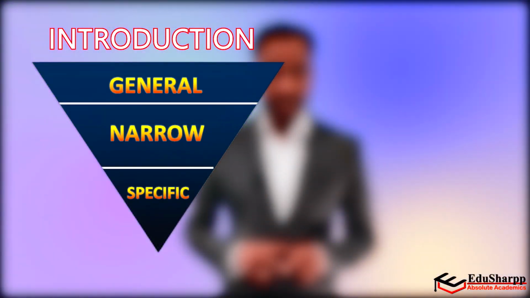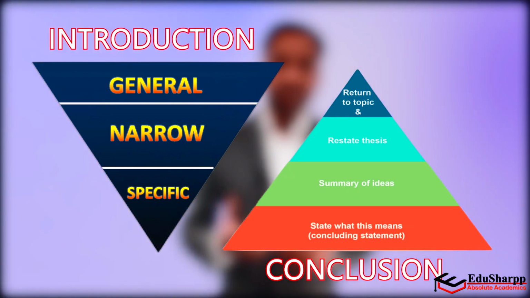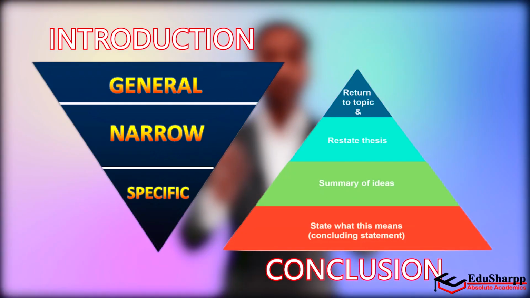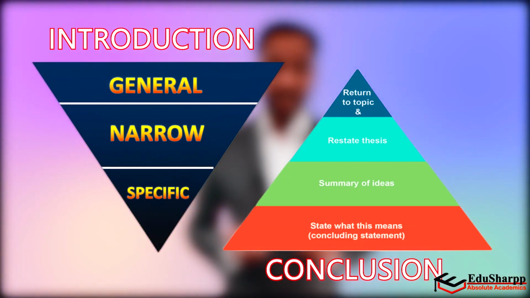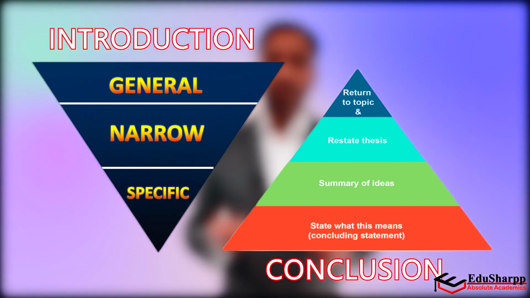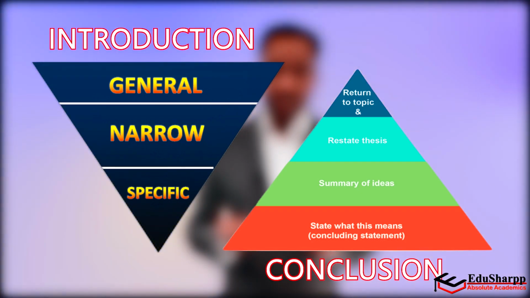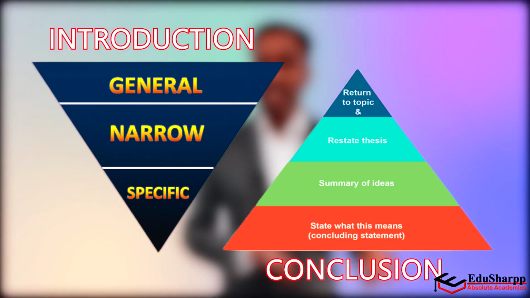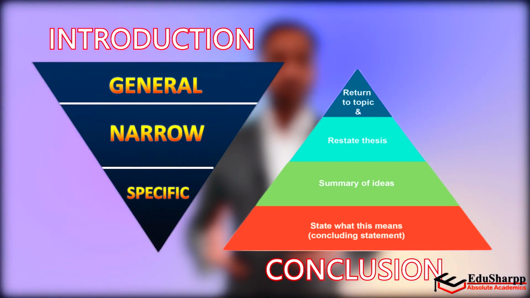Conclusion is almost opposite of introduction. In introduction, the flow of information is like an upside down triangle, whereas in conclusion, the flow of information is an upward triangle. In conclusion paragraph, first we provide very specific information like the topic or the research question or the thesis statement, and then we move on to more generic information like future scope of study.